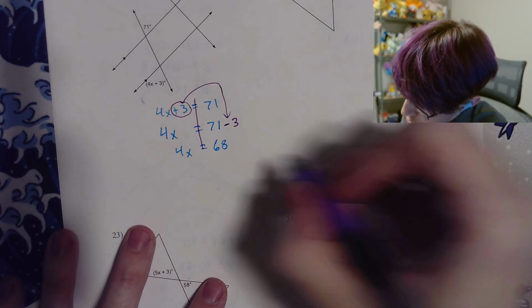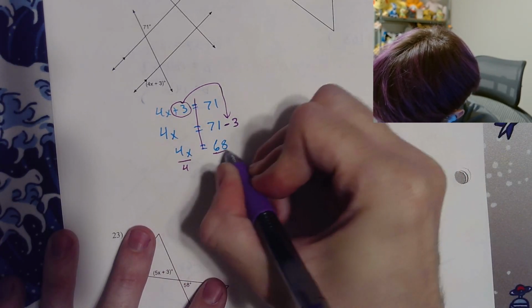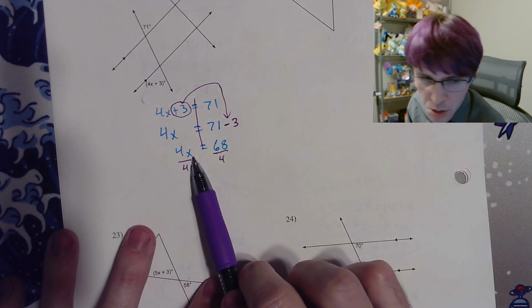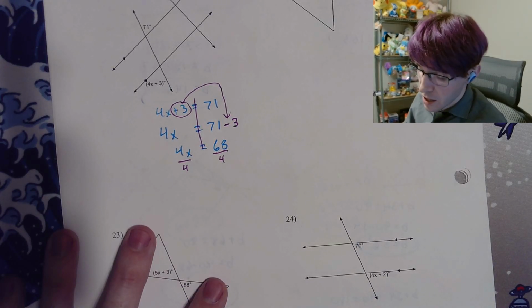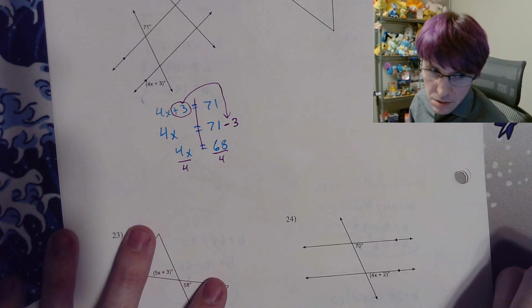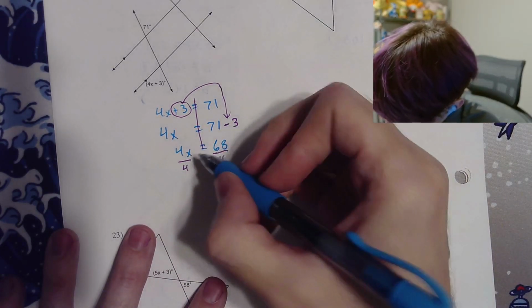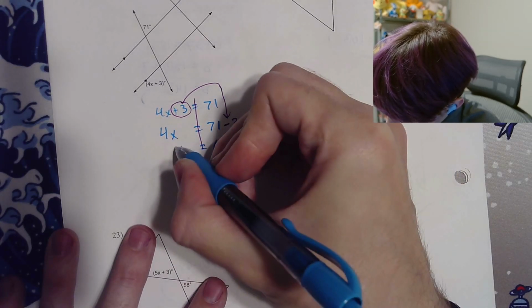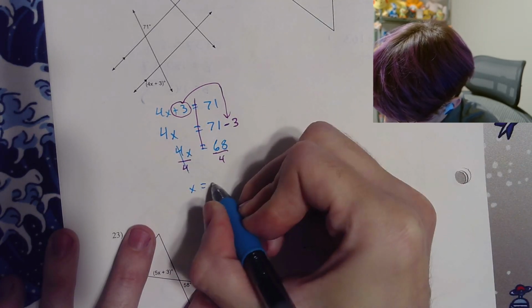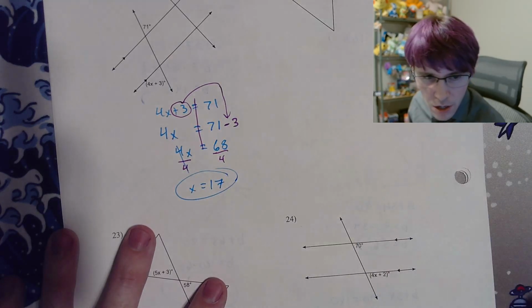Now we're actually going to finish the problem by dividing both sides by 4. Anytime you have a number smushed up next to a letter like that, it means multiply. And in order to undo your multiplying, you divide. So divided by 4 there, the 4's do in fact cancel out. And we got x is equal to 17 if you do that division there.